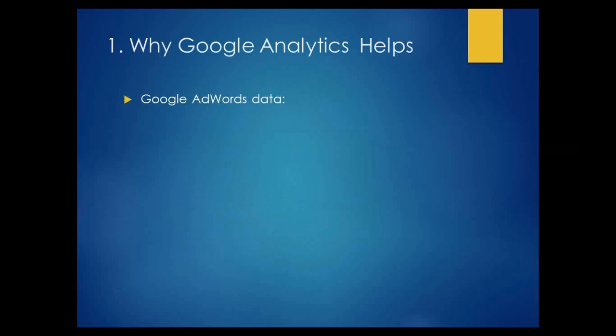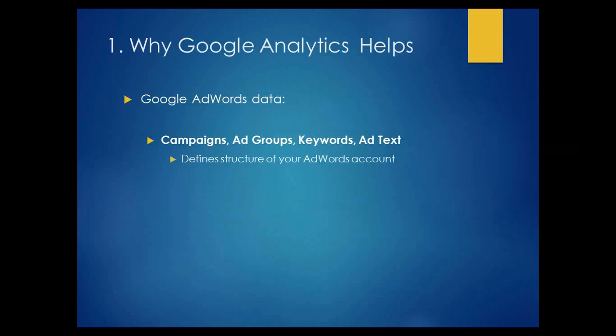Now there are 4 other pieces of data that I want to pull out from the Google AdWords account specifically. The first one is the campaigns, the ad groups, the keywords, and the ad text. These are all elements of things that you see inside your AdWords account. They define the structure of your AdWords account. They define how your campaigns are actually set up and what goes inside them. So this provides you the structure.